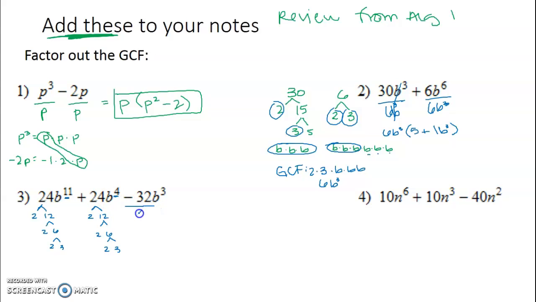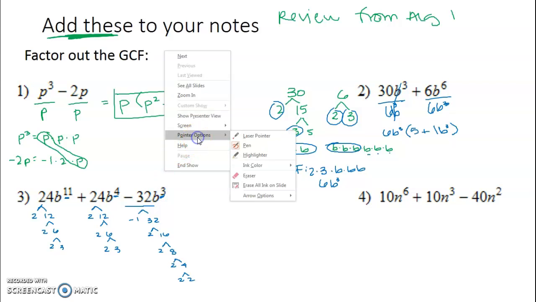For that negative 32, that's negative 1 times 32. 2 times 16. 16 is 2 times 8. 8 is 2 times 4. 4 is 2 times 2. And then I have the 3 b's.